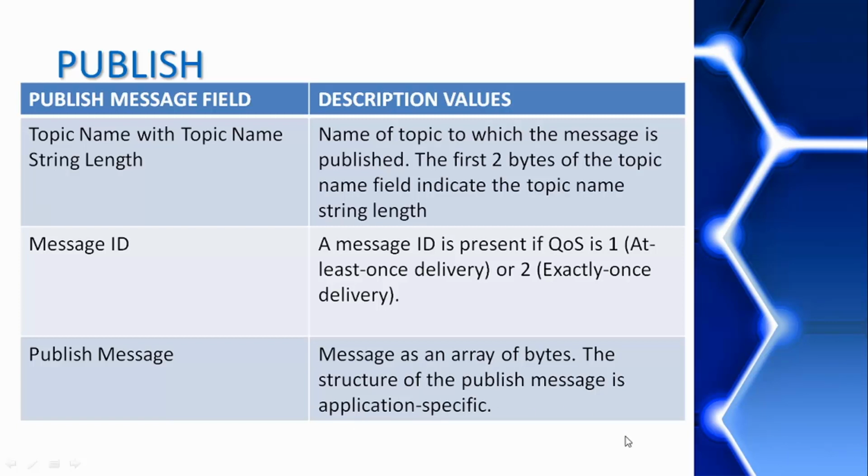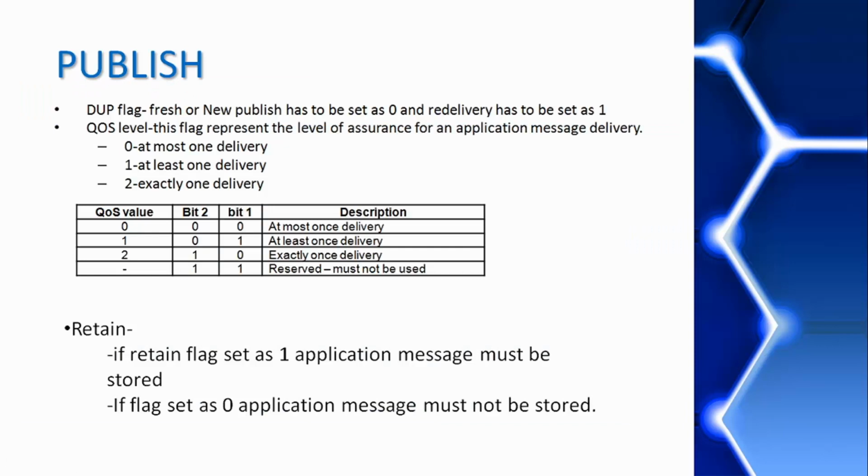Now, let's see some important points about DUP, QoS and retain. DUP flag: if it is a fresh or new published message, then it is set to 0. Or if it is a redelivery, then it has to be set as 1.